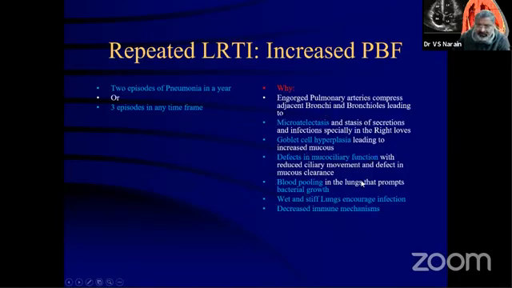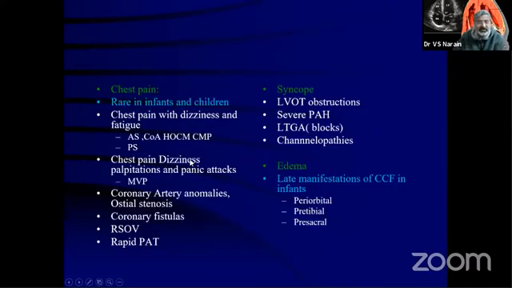Blood pooling, of course, leads to a nidus for more infections and bacterial growth, and stiff lungs mean you're not able to throw out enough secretion. So all this leads to repeated infections, and the definition is 2 episodes of pneumonia in a year or more than 3 episodes in any time frame. Chest pain is rare in infants, but if it occurs, then probably you are dealing with left ventricular outflow tract obstruction or right ventricular outflow obstruction.